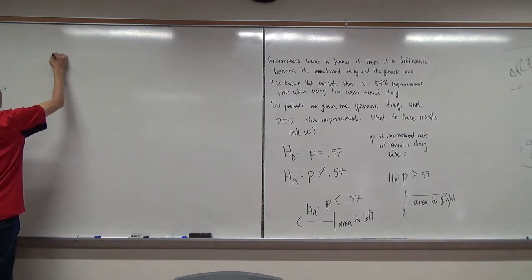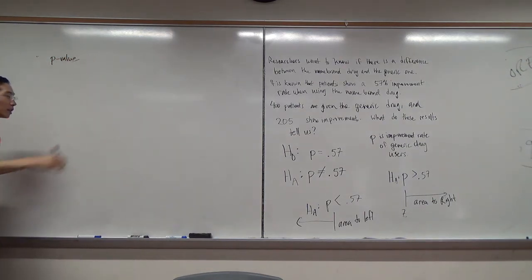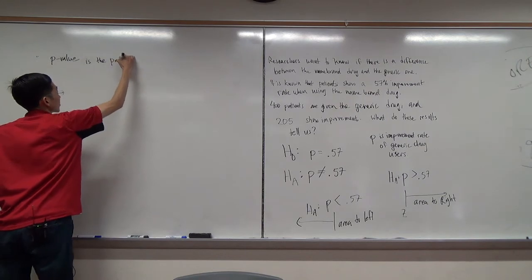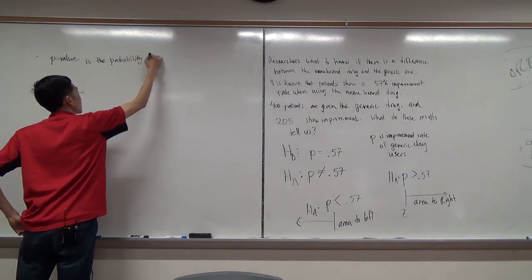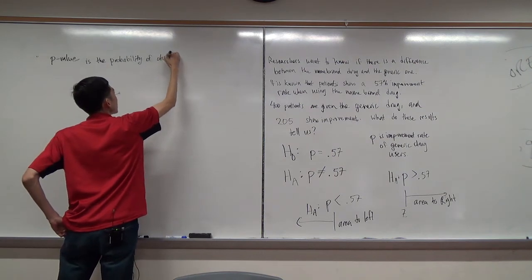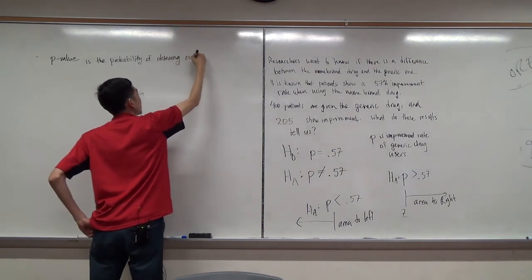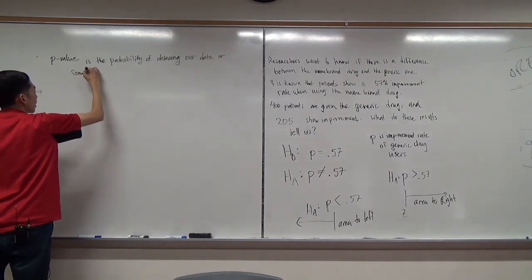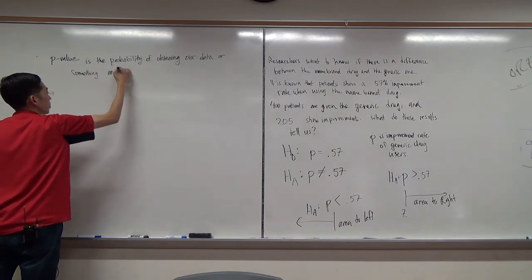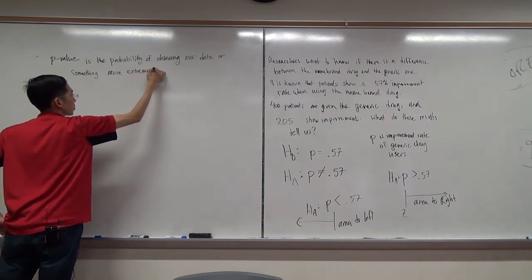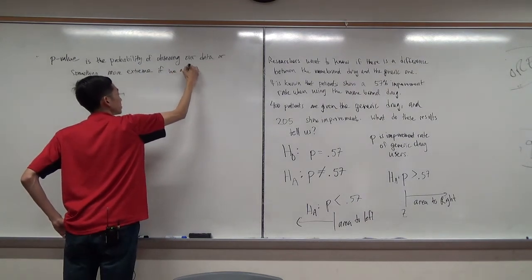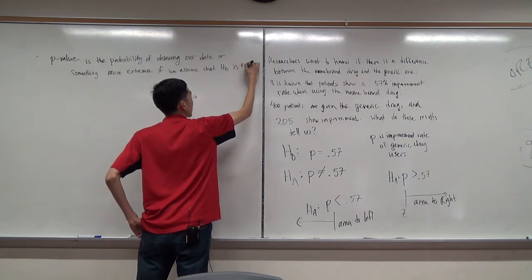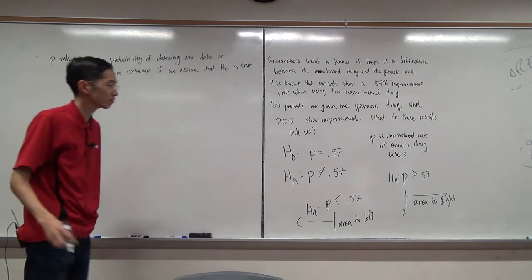So what is a p-value again? The p-value is a probability, okay, the probability of observing our data, or something more extreme, if we assume that the null hypothesis is true. Okay?